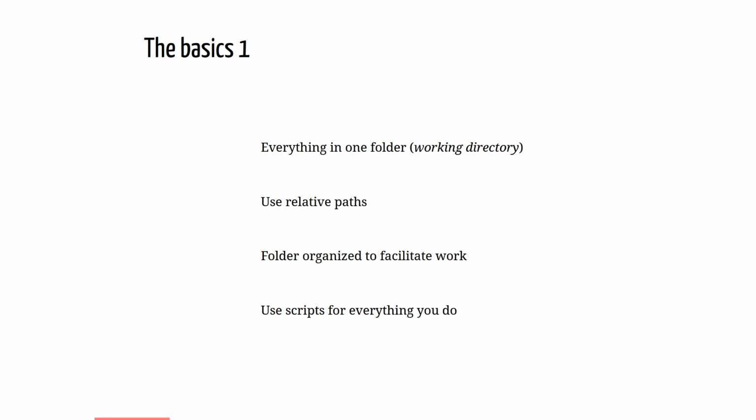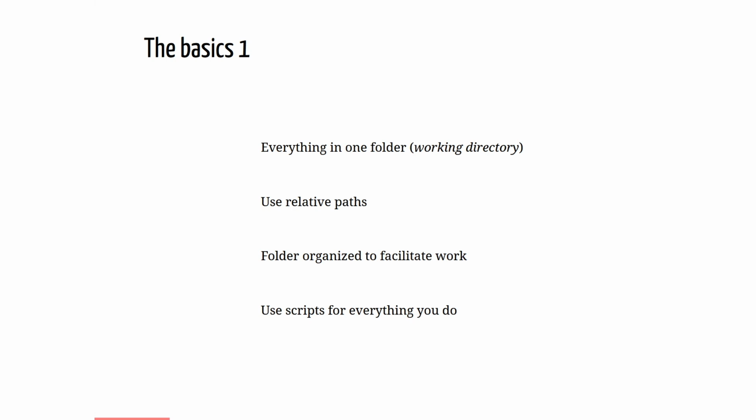So let's cover a few basic things before we go and discuss version control and how you can use that to document your work. In general, it is recommended to have everything that is related to one particular project or a paper in a folder. Often computer software will call this the working directory. And it's really important to have everything in one place because then it's much easier to share it with other people. Another reason why this is important is that we can use relative paths.